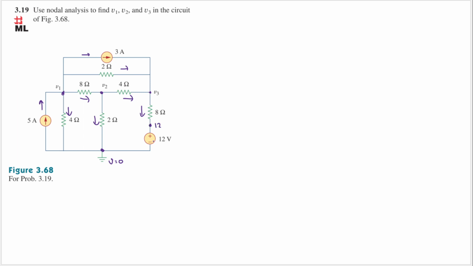Okay, and we need to do KCL at V1, V2, and V3, right? Let's do one by one. Let's do KCL at node V1. KCL said that the sum of the current that goes in will equal to the sum of the current that goes out. What is the current that goes in? That is only from this 5 ampere current source. So we will have 5 on the left hand side.